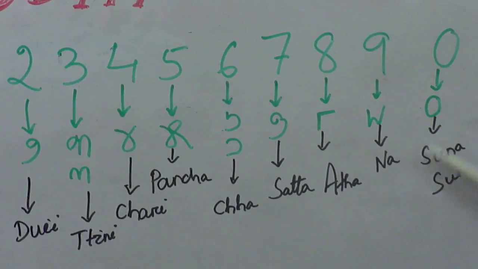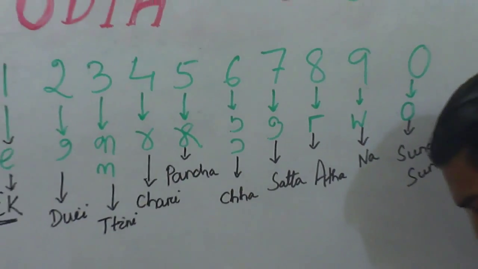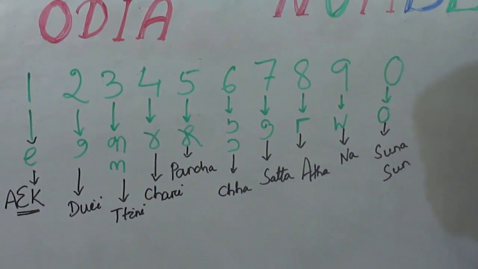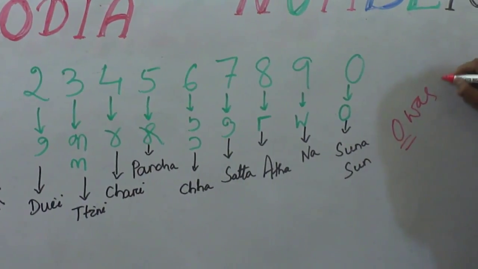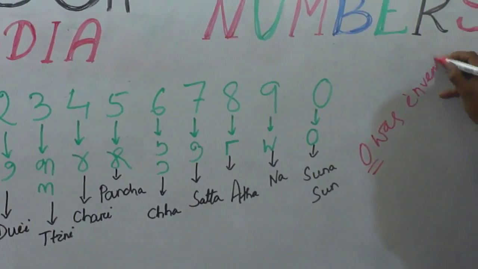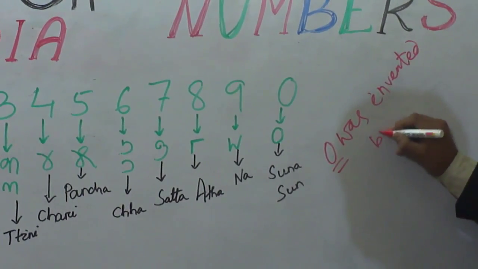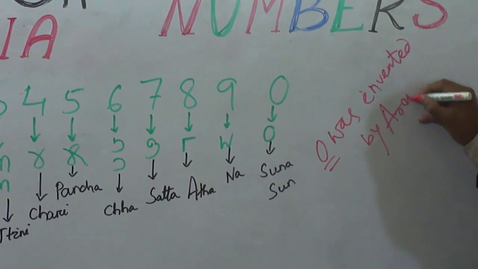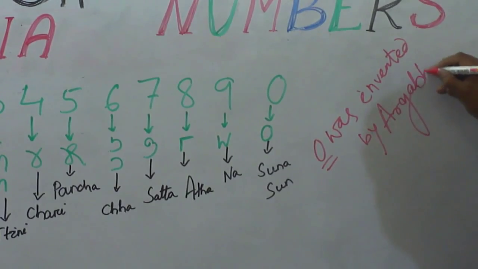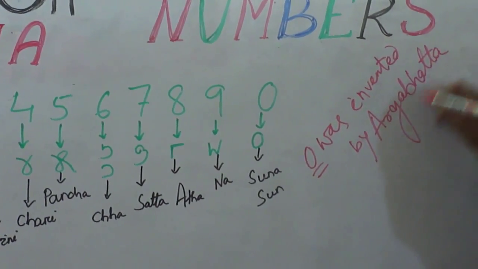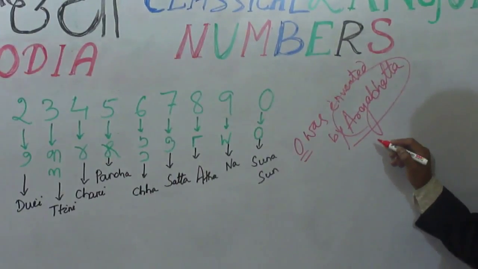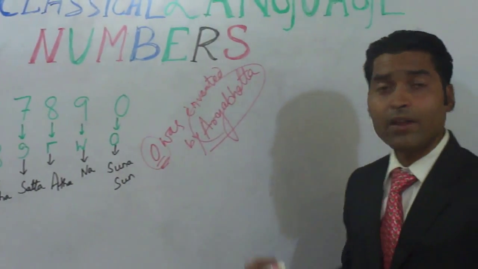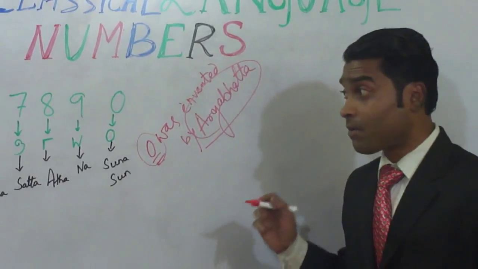Suna. Right, this soon was invented by Aryabhatt. Aryabhatt was a great mathematician from India who invented zero. Are you getting my point? So these are the things you have to remember.